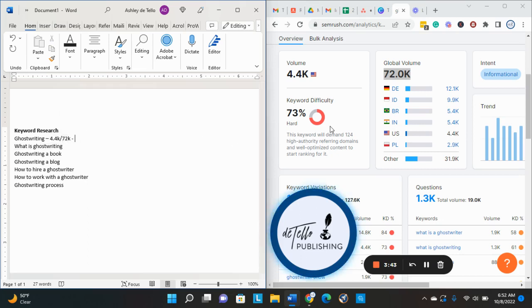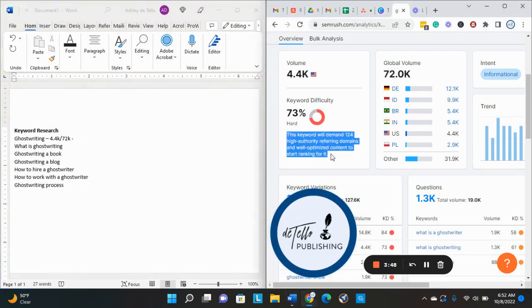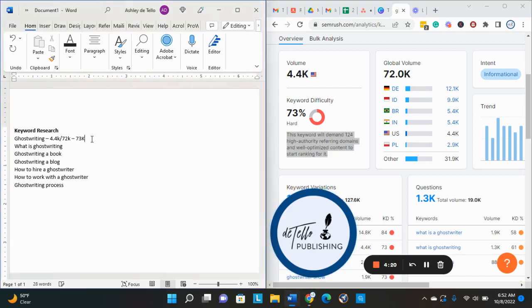And then keyword difficulty. This is a hard word. And it even tells you this keyword will demand 124 high authority referring domains and well-optimized content to start ranking for it. So ranking means when somebody types that keyword into Google, where are you going to show up? Are you going to be at the very top of page 1, or are you going to be on like the bottom of page 20? And if you're on the bottom of page 20, I'm sorry, but nobody's going to find you. Almost no one goes past page 1 of the search results. And so you want to take into account the keyword difficulty.